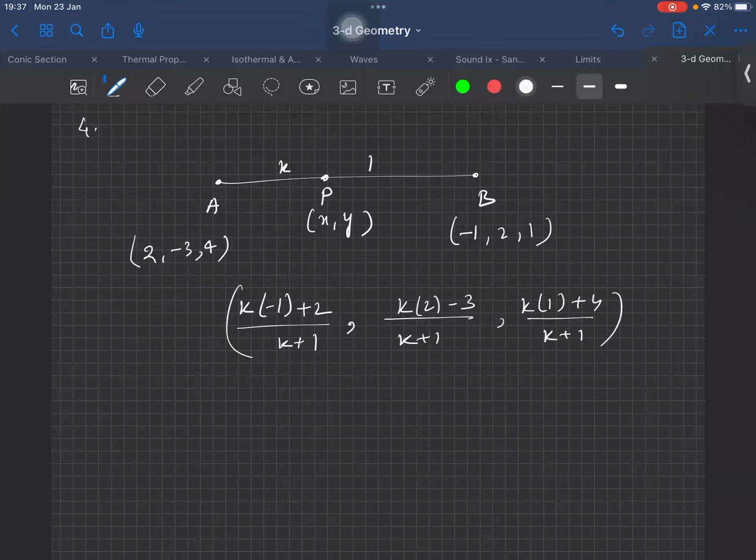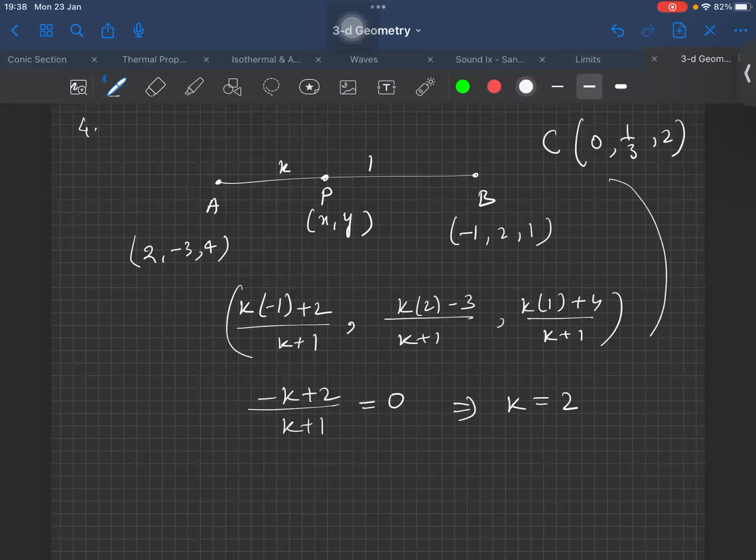Now we find the value of k for this point C. So the point C, what is it given? (0, 1/3, 2), right? So if these 3 points are collinear, that means this x, (-k plus 2) upon (k plus 1), should be equal to 0, right? So that means k should be equal to what? 2. From here, k should be equal to 2. We are substituting it here.